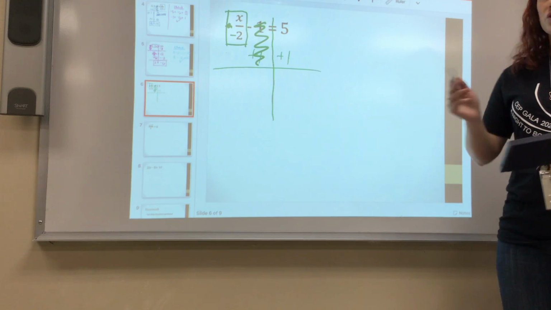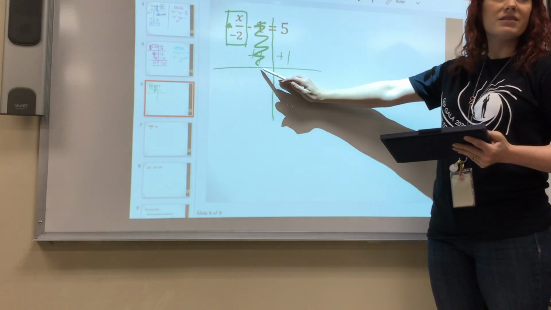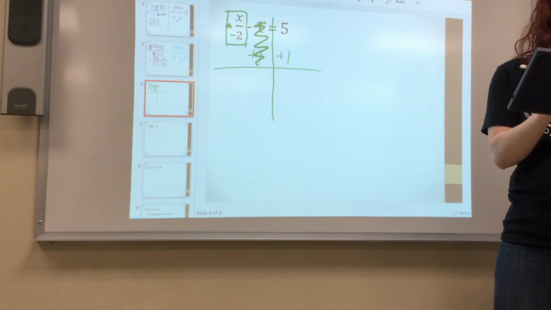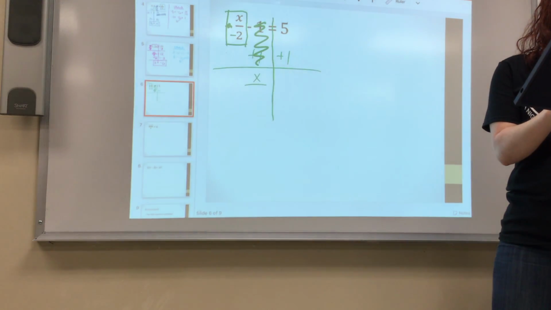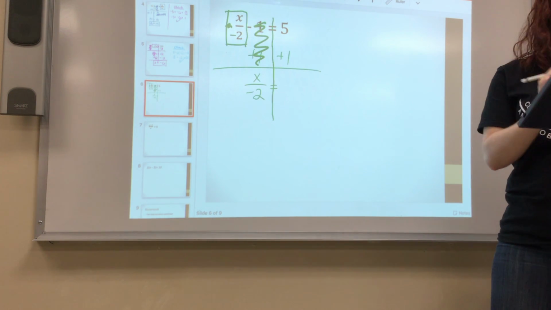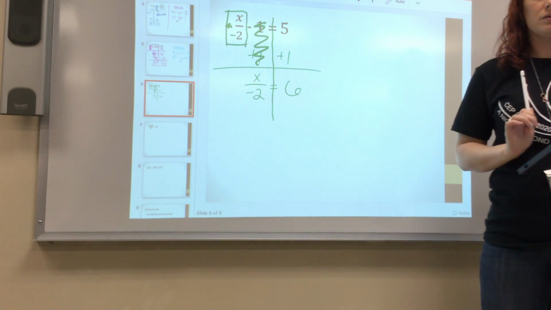Another way you can check to make sure you did it right, what's -1 plus 1? 0. 0 went away. Okay, so double check to make sure your operation is right. So I end up with x divided by -2 on the left. What do I have on the right, Donnie? 6. Okay, we just add those together, write down the answer.